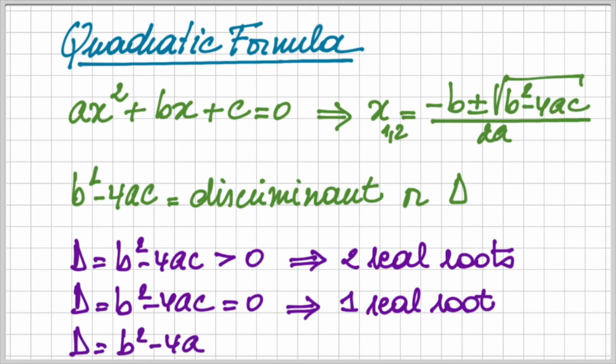And we have the last case where the discriminant is smaller than 0, which means that there are no real roots. And that's a case that we will discuss later when we will be looking at imaginary roots which contain the complex number i. But that's for another part of the course.